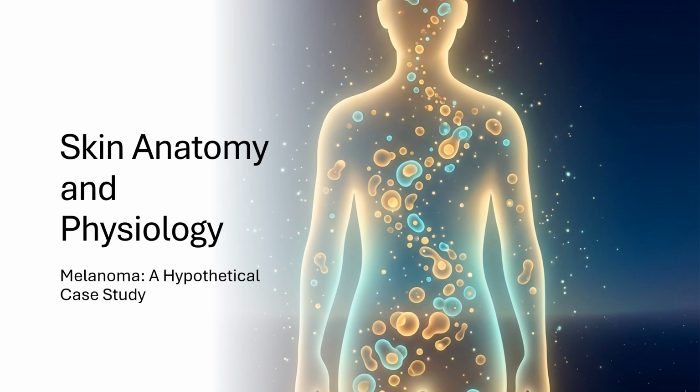Today we will explore the anatomy and physiology of the skin through the lens of a hypothetical melanoma case study. We will begin by reviewing the normal structure and function of the skin, including its three primary layers, the epidermis, dermis, and hypodermis, along with its key accessory structures. We will then examine how melanoma originates in melanocytes within the stratum basale, its pattern of progression through the skin layers, and the resulting impact on critical physiological processes.